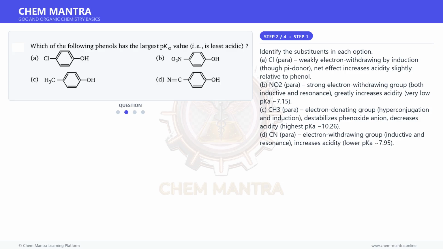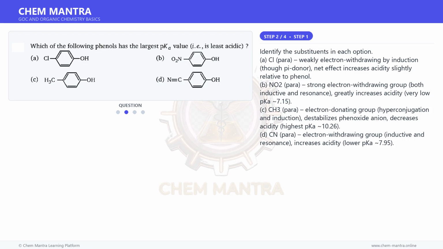A. Cl, para, weakly electron withdrawing by induction, though a pi donor; the net effect increases acidity slightly relative to phenol. B. NO2, para, strong electron withdrawing group, both inductive and resonance, greatly increases acidity, very low pKa of about 7.15.